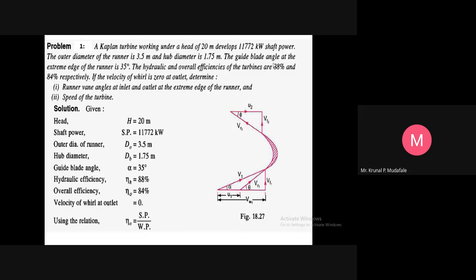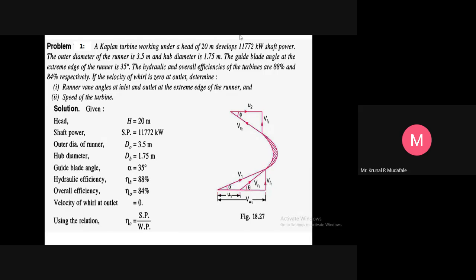So there are four angles. Alpha and beta are the guide blade angles at the inlet and outlet. Theta and phi are the vane angles, or the tip angle, at the inlet and outlet respectively. In this numerical, they give us the guide blade angle at the edge of the runner as 35 degrees, which is nothing but alpha. The hydraulic and overall efficiency of the turbine are 88% and 84%.